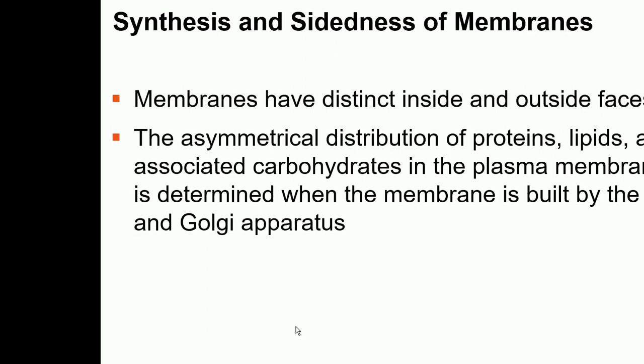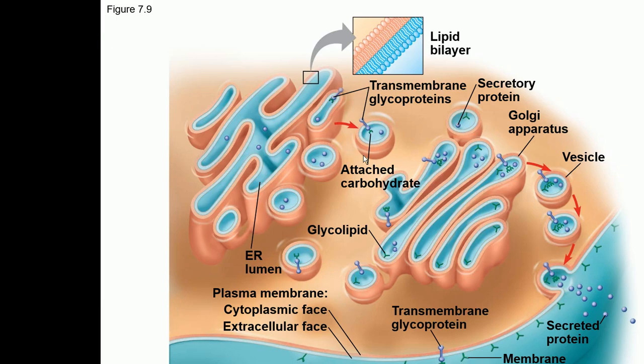Now, membranes have an asymmetric distribution of proteins, lipids, and the associated carbohydrates in them, and it is all how the membrane is built. So this is the endomembrane system, which we have already discussed in chapter number 6. This is the ER. You know that there's a rough ER as well as a smooth ER. In the smooth ER the lipids are made, and in the rough ER the proteins are made.